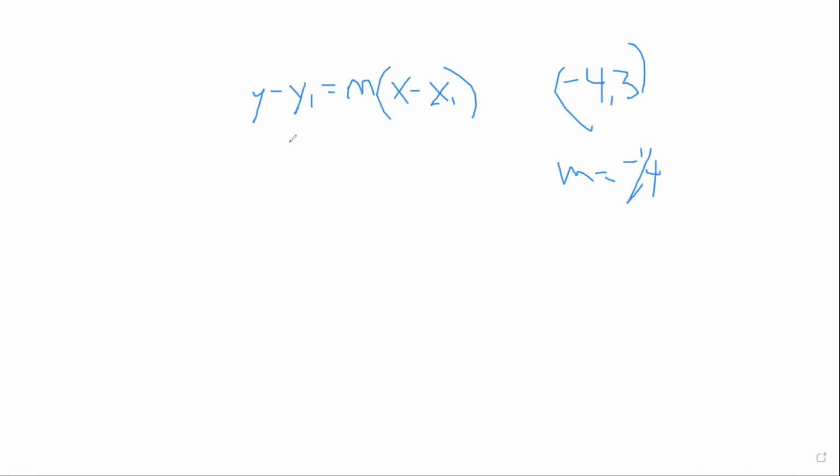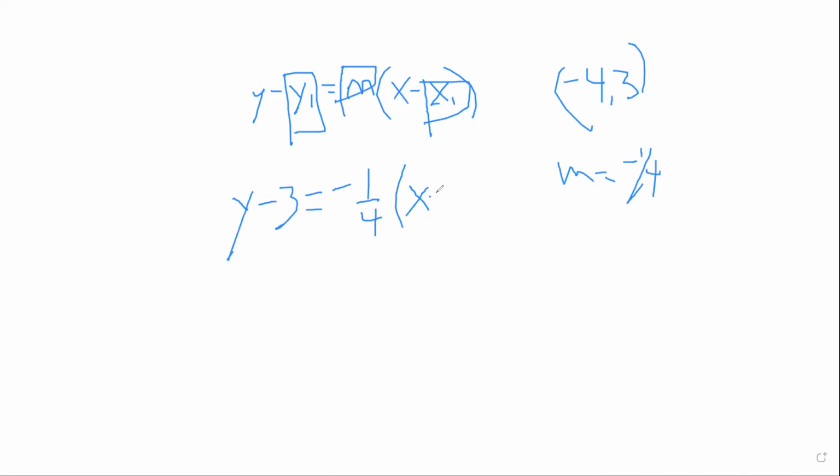Okay, now you just start plugging stuff in. Y value goes here, M goes here, X goes here. Y minus 3 equals negative 1/4 times X minus 4. Got the minus in there because the sign on the 4 is a minus sign. The equation has a minus sign right in front of that position. So I got to use both of them.